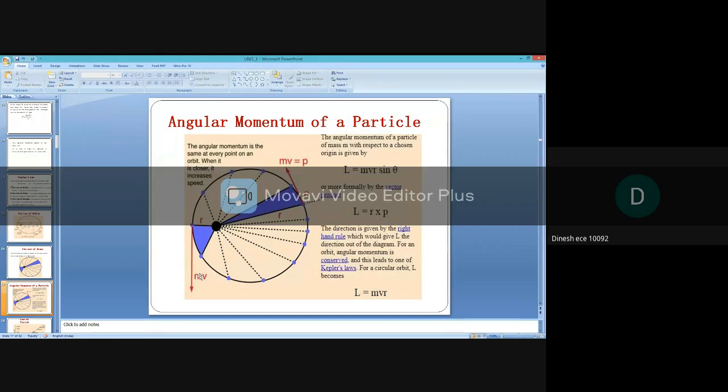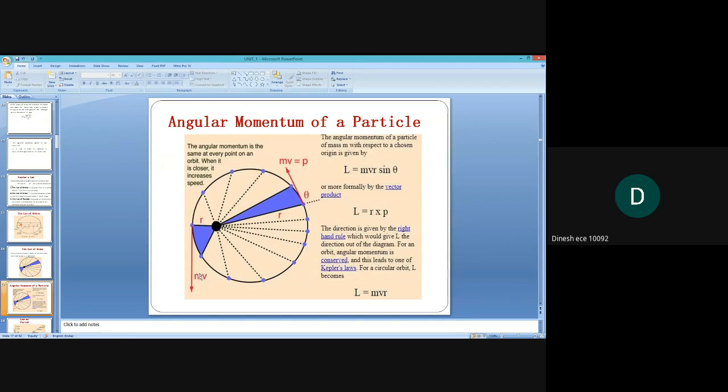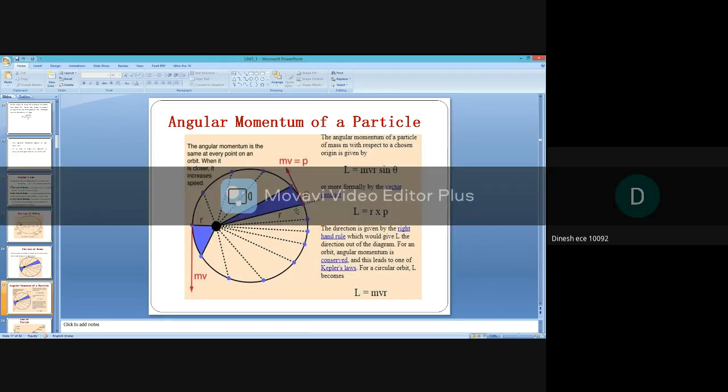So this leads to one of Kepler's laws. So L will become mvr. So what is this angular momentum? The angular momentum is the same at every point on an orbit. When it is closer, it increases its speed. When it is farther, it moves away.